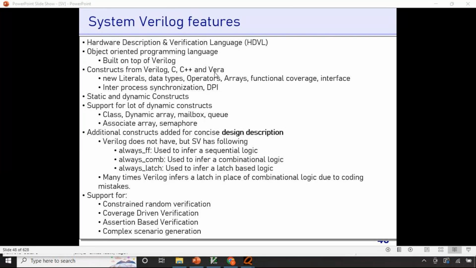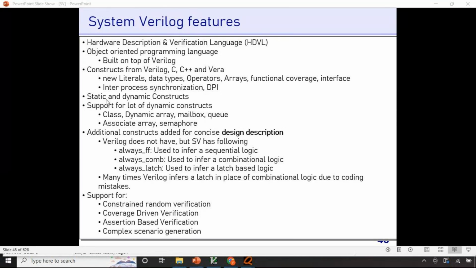Vera is a very much verification language, developed by Synopsys back in 2000. That language was purely meant for verification purposes. Actually, that was an object-oriented language. Then what they did, they took the best of everything and created SystemVerilog.